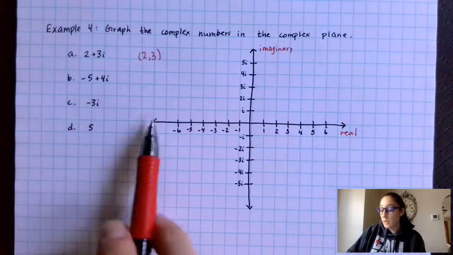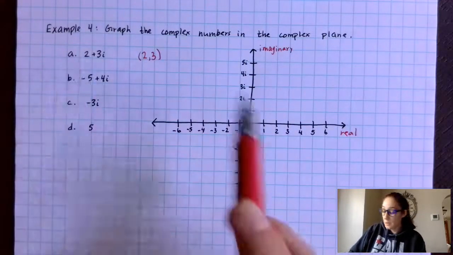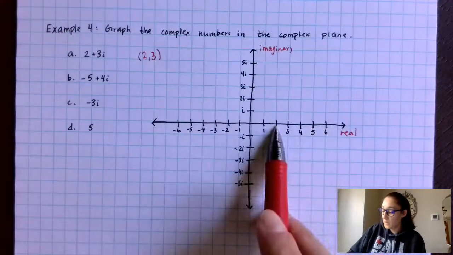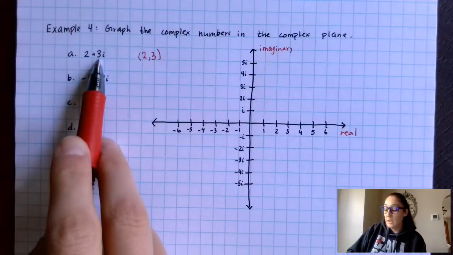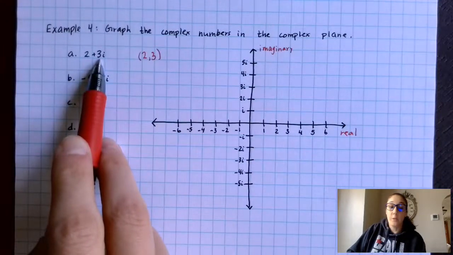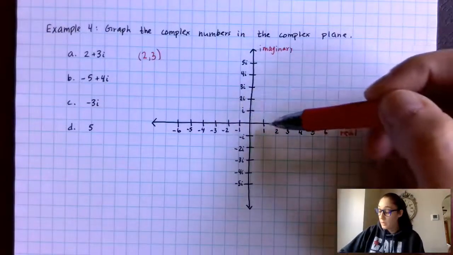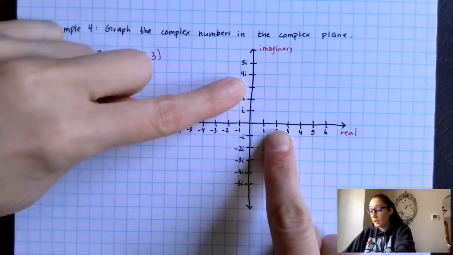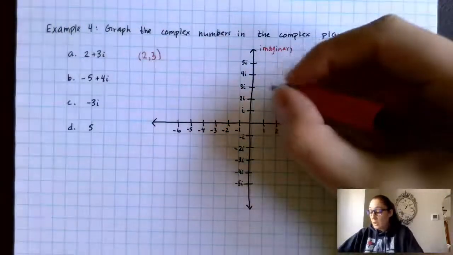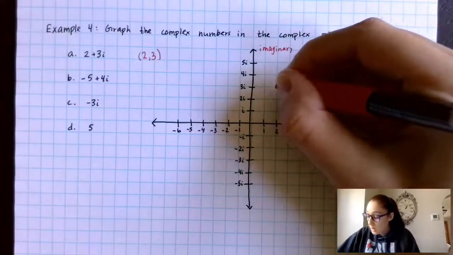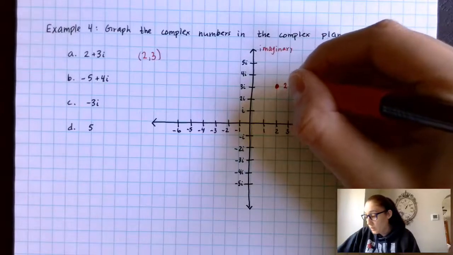So on the real axis, I need to go to positive 2. So positive 2 on the real axis is right here. But then I also need the intersection of 3i on the imaginary axis, which is right here. So just like we would graph a coordinate, if we look at the intersection of those 2 points, this is the point which we'll call 2 plus 3i.